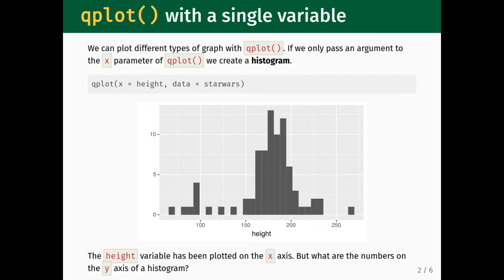Here we have passed just the height variable to the x parameter. This has created a kind of graph known as a histogram. If you look at this graph, you can see that sure enough, the height variable has been plotted on the x-axis. However, we also have numbers on the y-axis. What do these numbers represent?